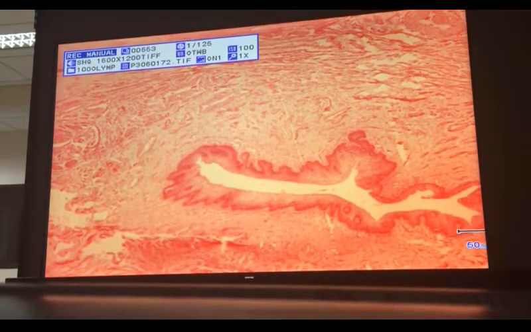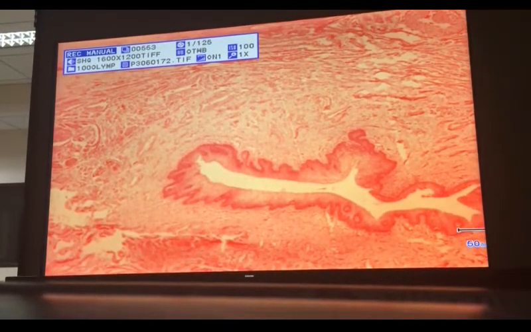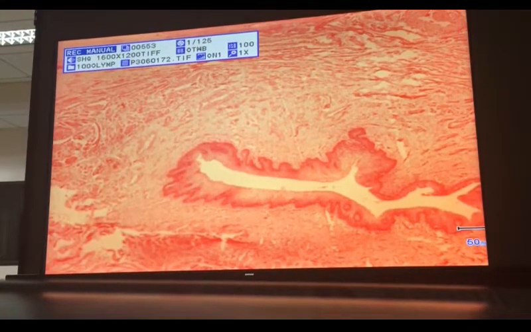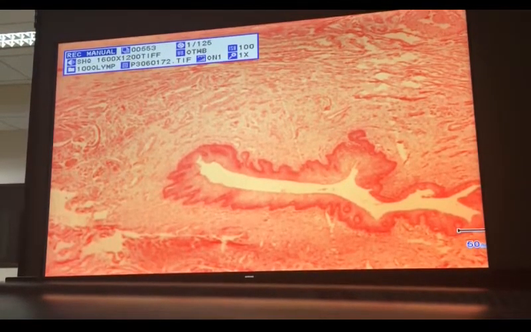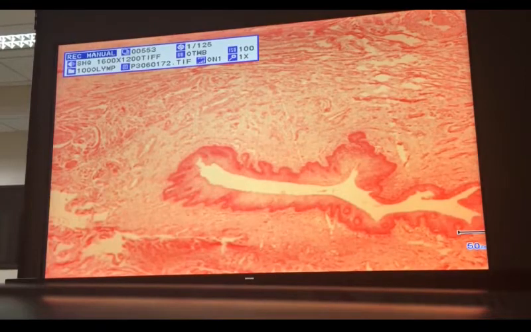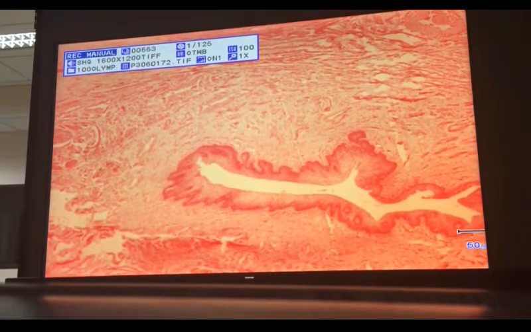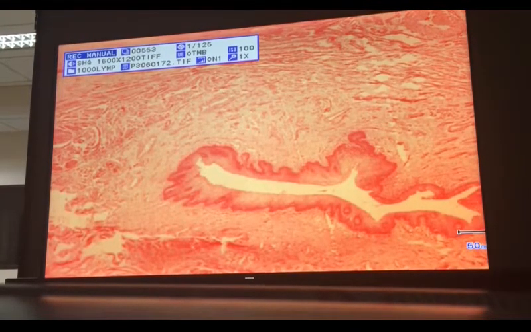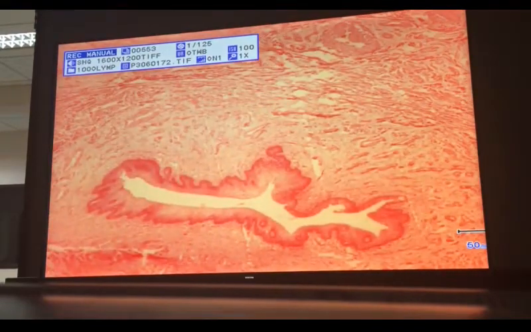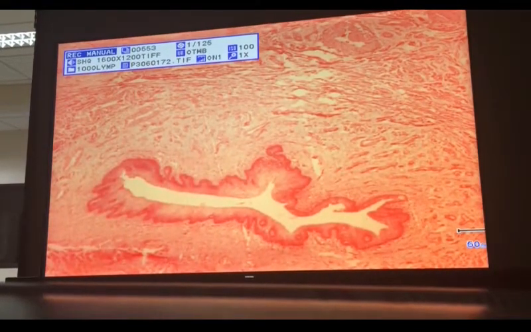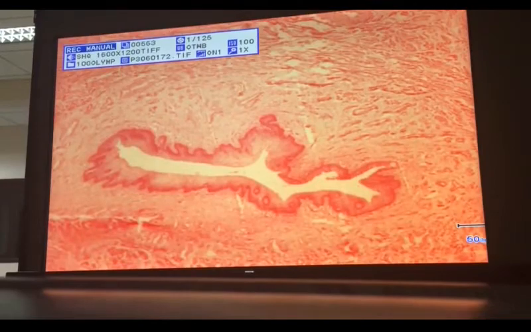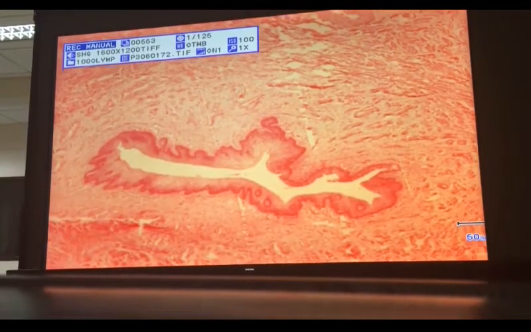Now the physiologic significance of the mucus secretion is to lubricate the vagina during sexual intercourse. Because dry sexual intercourse is painful for women. That is why there is mucus secretion from the glands of Littre and from the bulbourethral glands.